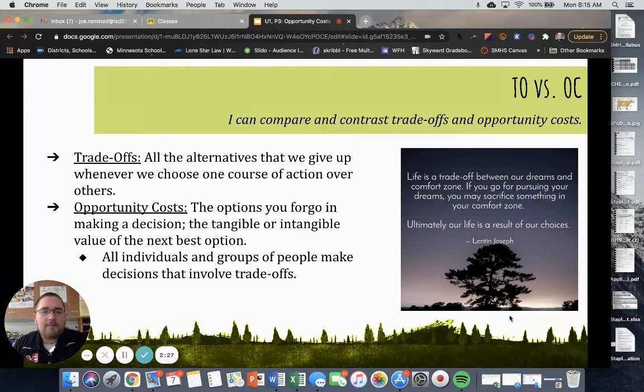The quote over to the right by Lenton Joseph really does play a pretty big role in the idea of opportunity costs and trade-offs. So life is a trade-off between our dreams and our comfort zone. If you go for pursuing your dreams, you may sacrifice something in your comfort zone. Ultimately, our life is a result of our choices. So that fundamental idea of trade-off and opportunity cost really gets summarized well by that nice quote over there. And take it for what you will. I like it a lot. I have that on my wall of quotes in my office.